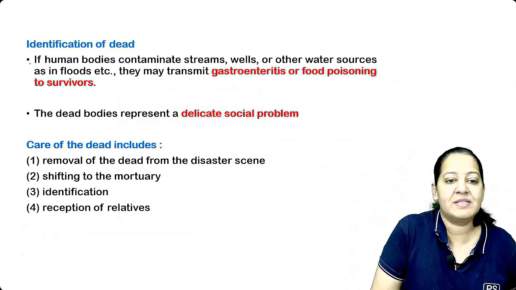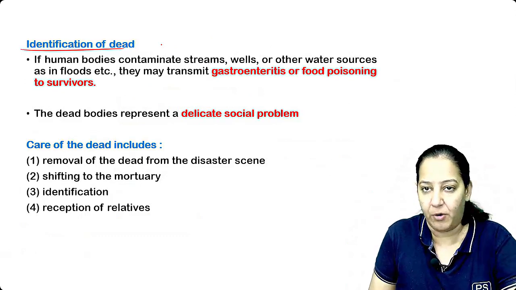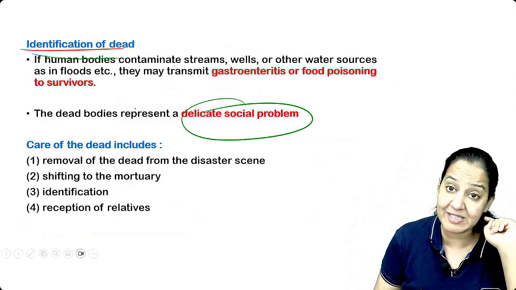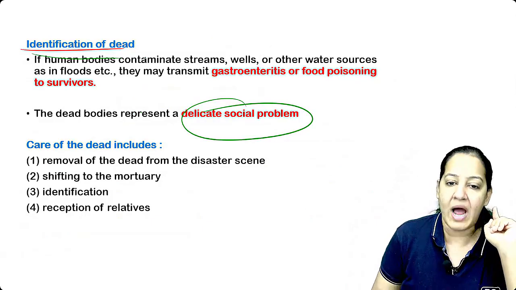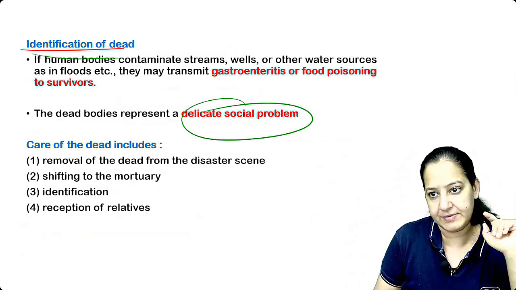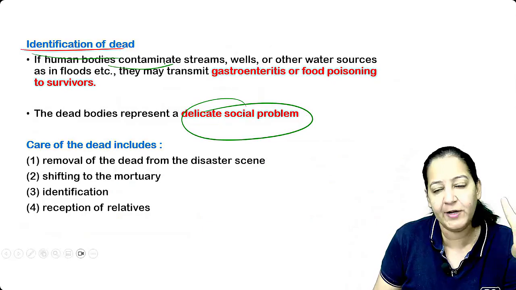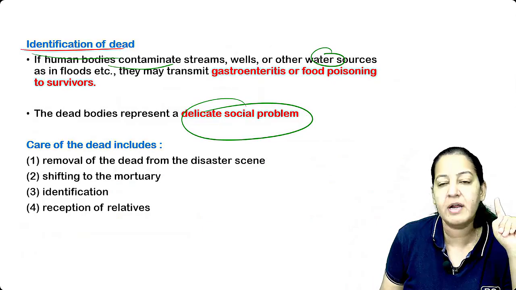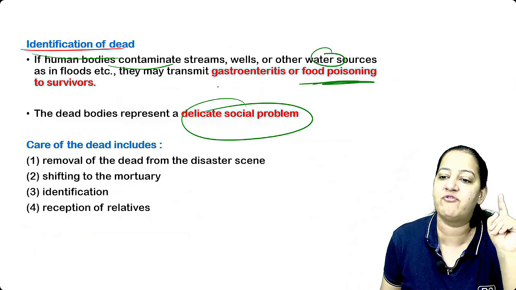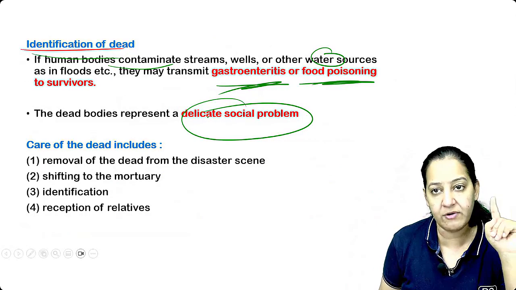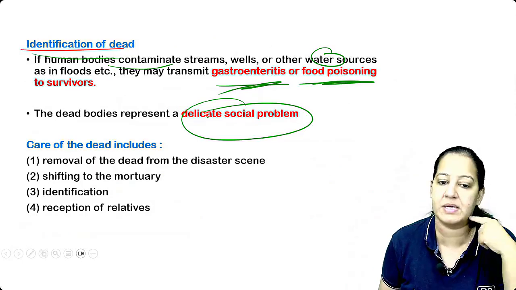The next step is the identification of the dead. We cannot leave the dead body. Dead bodies are a very delicate social problem. You have to respect the dead bodies also. So identify them and inform the relatives. If the dead bodies are left on the site, in the field only, they will contaminate the water and all the survivors will have food poisoning, that is gastroenteritis. Gastroenteritis is the most common infection post disaster.